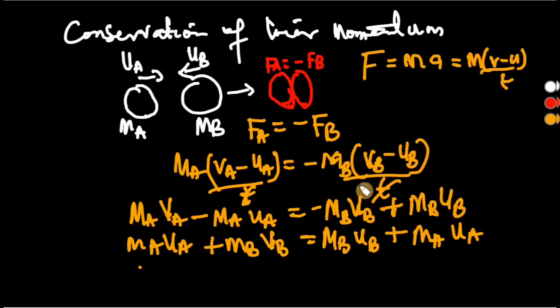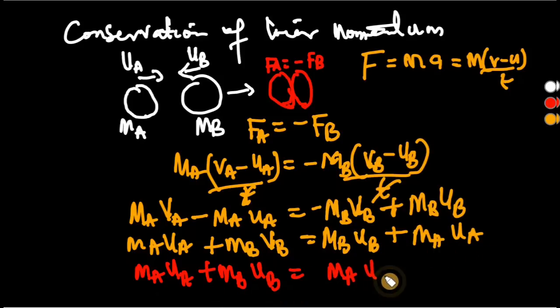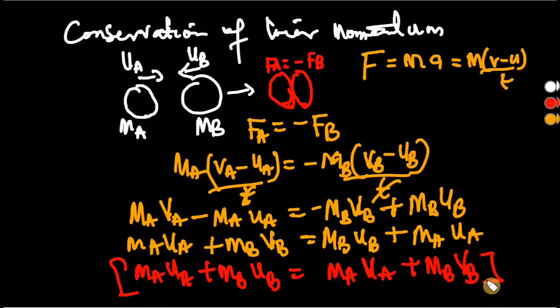We can write it as ma Ua, writing this right hand side first, plus mb Ub equals ma Va plus mb Vb. So this is the equation that shows conservation of linear momentum for bodies in elastic collision.